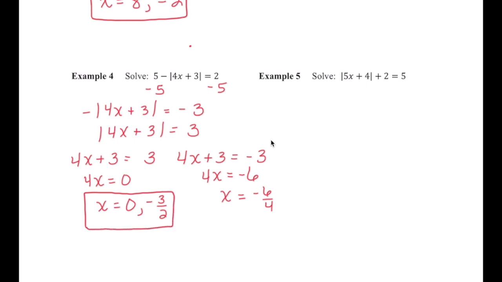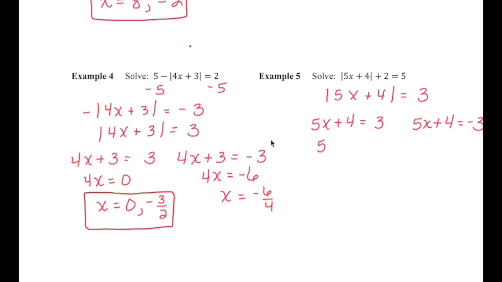This final one, we'll go ahead and isolate the absolute value by subtracting 2 from both sides. I now have the absolute value of 5x plus 4 equals 3, and then set it equal to the positive 3 and negative 3. So 5x plus 4 equals positive 3, and 5x plus 4 equals negative 3. And we'll solve each one.